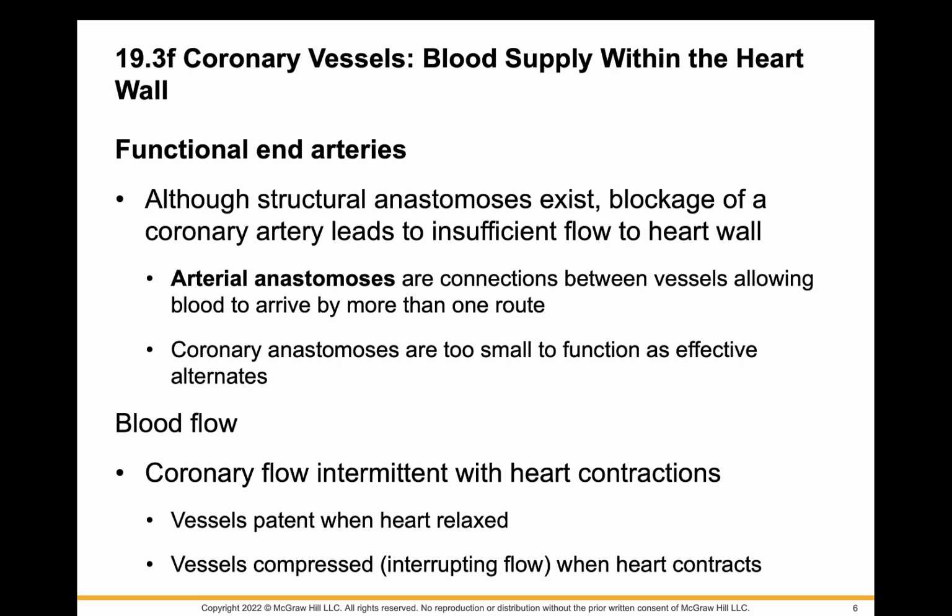Now, another thing to keep in mind, based on the position of the coronary arteries, and remember, they're located within sulci, is that the flow is intermittent based on heart contractions. When the heart is relaxed, the vessels will be open and blood will flow freely through these vessels. When the heart is contracting, these vessels are going to be compressed, and that is going to interrupt the flow.